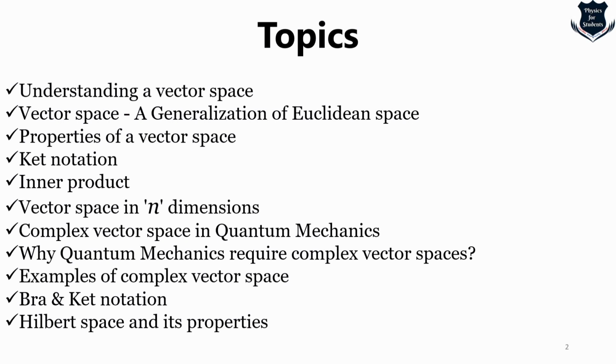Most importantly, we deal with the complex vector space in quantum mechanics, and why quantum mechanics needs these complex vector spaces, and why we cannot do it in normal vector spaces. We will also look into examples of complex vector space, the bra and ket notation, and a little bit about Hilbert space, because everything in quantum mechanics happens in Hilbert space. So said and done, these are the topics.